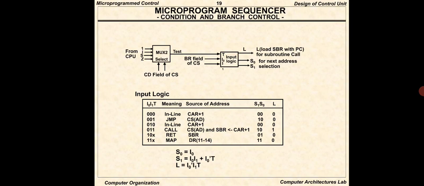If it is 0 1, that is about indirect addressing. If it is 1 0, it is the sign bit. If it is 1 1, it is the zero flag. Any of these inputs will be selected and given as a test output from the mux. This test output is given to the input logic. For this input logic, we again give 2 inputs, which are the branch field of your micro instruction format.